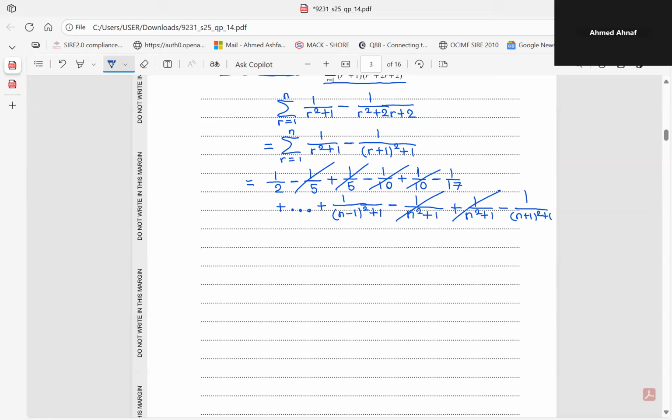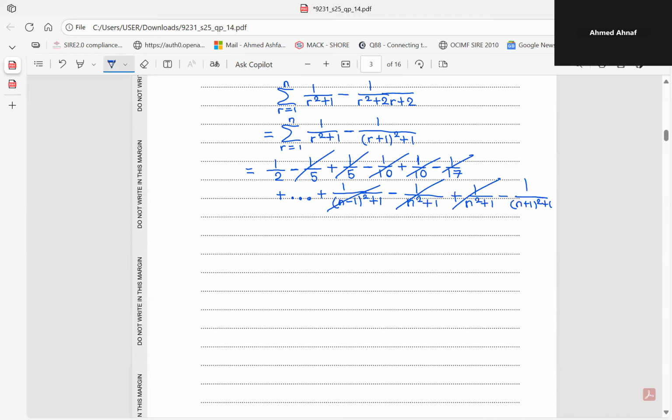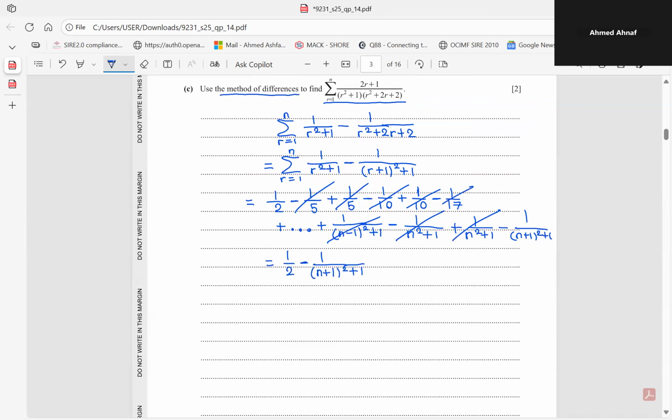So as you can see, these terms obviously cancel out, and so will this, because this will be the term for r plus 1 squared when you substitute r equals n minus 2. Yeah, so all the middle terms will cancel out, and we will have only 1/2 and minus 1 over (n plus 1) squared plus 1 as our final answer. So this is the final answer for this part.